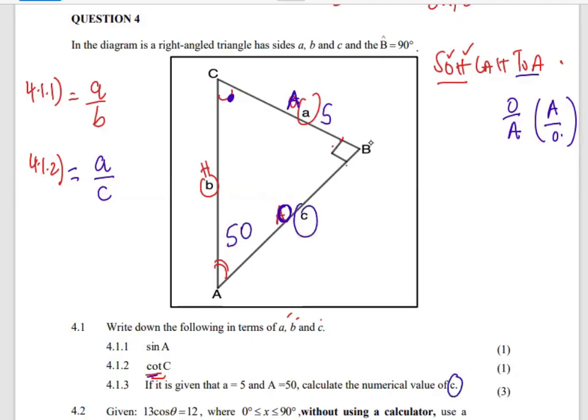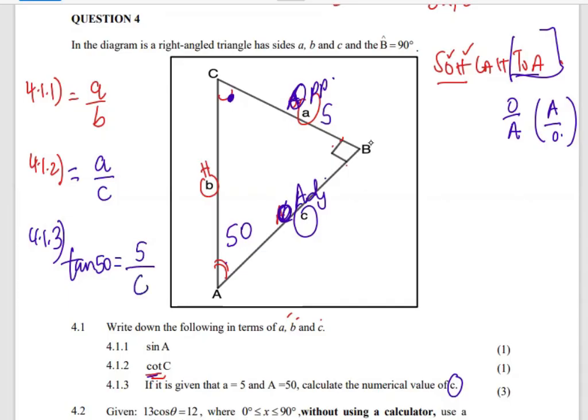Okay. So if A is of interest, meaning that this is now the opposite again. This is the adjacent, what they want. So which trig ratio combines opposite and adjacent? It is the tan. Okay, so 4.1.3, I'll say that the tan of 50 is equal to the opposite, which is A, 5, over the adjacent, which I need, which is C. Do the cross multiplication, meaning that C is going to be 5 over the tan of 50.